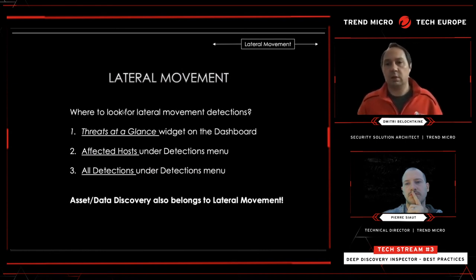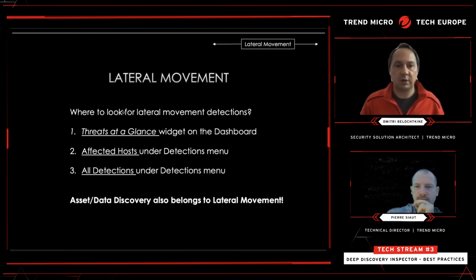And again, cannot stress it enough. DB Scar Inspector can detect threats in more than 100 protocols. And the lateral movement phase is the phase where you can take advantage of it. Because if someone shoots an exploit towards a SQL database or application server or something else, you'll be able to see that because we can extract the payload. Lateral movement can be observed, again, in the same places: threats at a glance, affected hosts, all detections.